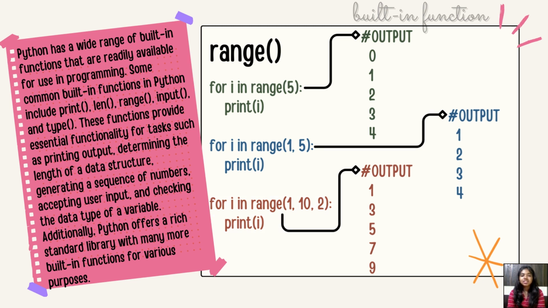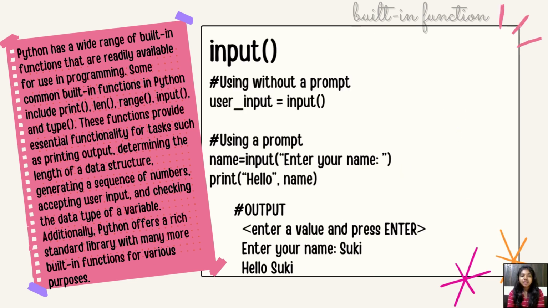The range function can contain a maximum of 3 arguments. Also note that the range function generates a sequence of numbers, but it does not include the last value or endpoint. The Python input function reads the text from the user.